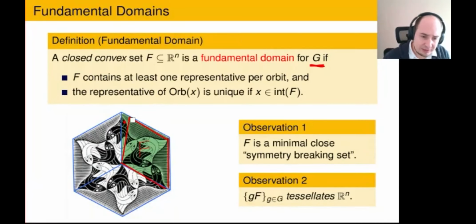The other observation is that if you take F and then you apply to F the group elements, in this case would be G, let's say G squared, if G is the rotation by 120 degrees, this creates a tessellation of the space. This means that we will partition the space by these sets. And they are almost disjoint in the sense that they can only intersect in the boundary.